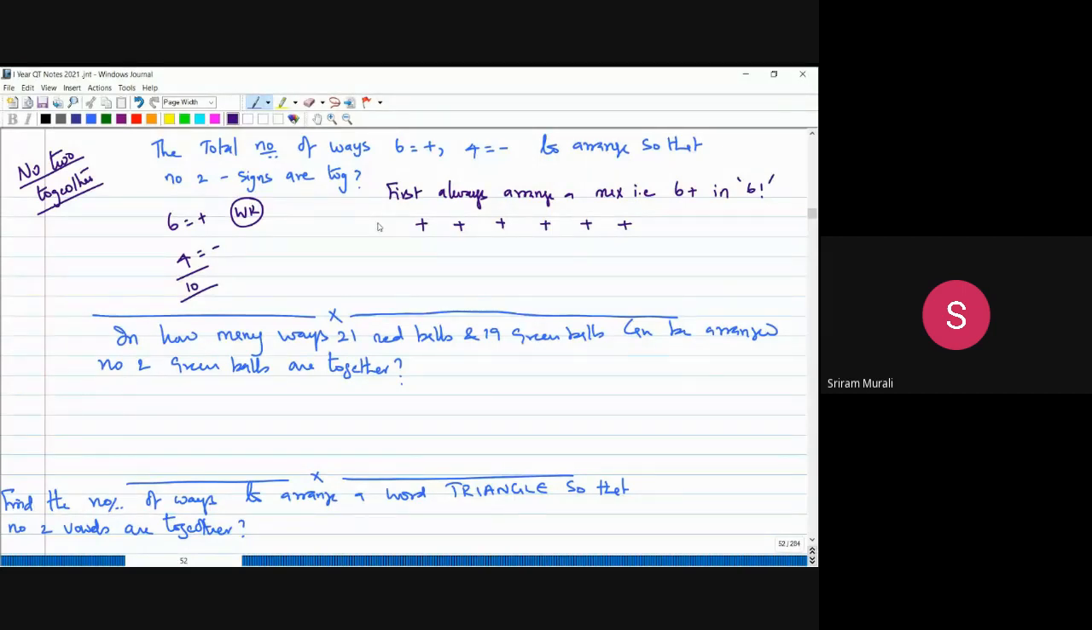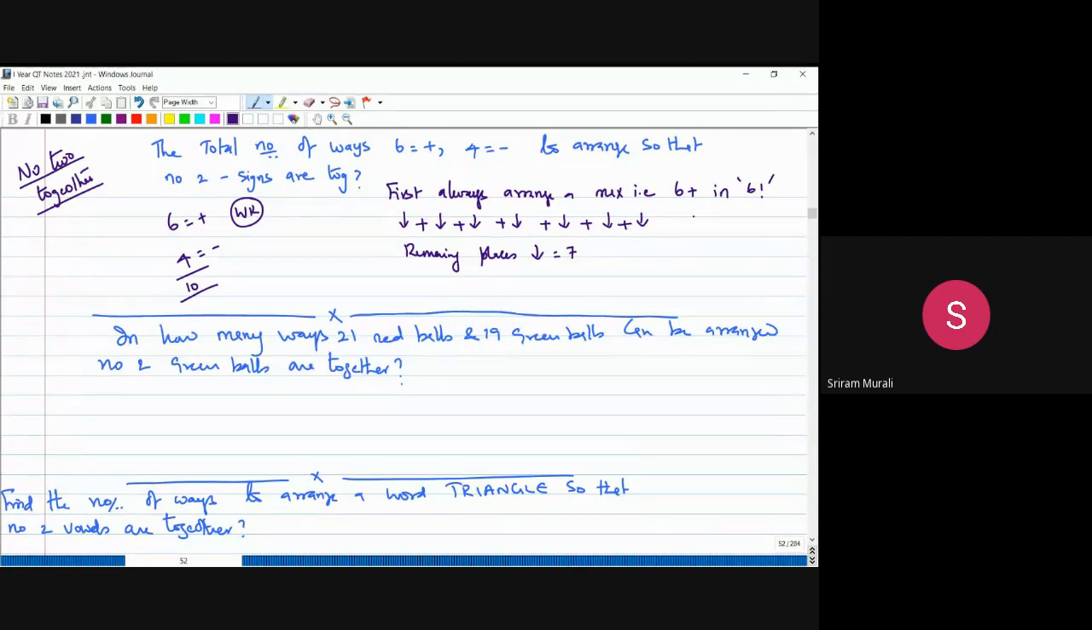They said no two minus signs are adjacent, which means they should not come next to each other. So I should bring a minus sign here or here or here or last. So how many such places are remaining where you can bring minus signs? In 7 places. If there are 6 plus signs, 7 places. If there are 12 plus signs, 13 places. If there are 20 plus signs, 21 places. If there are 100 plus signs, 101 places.